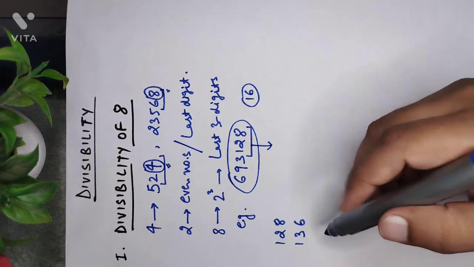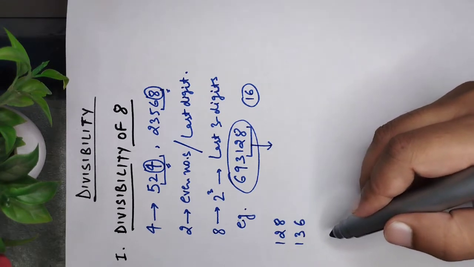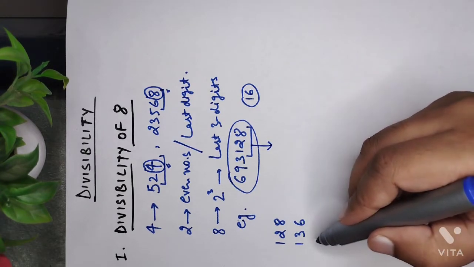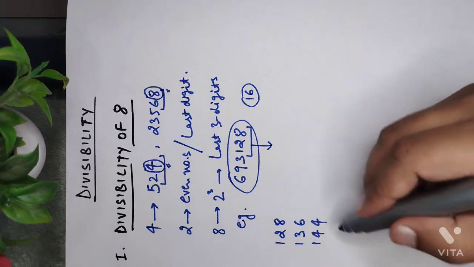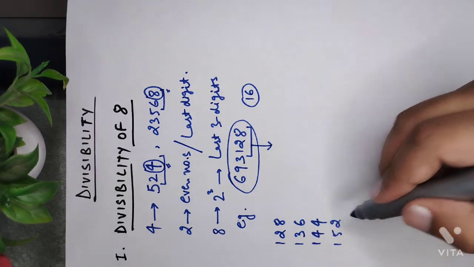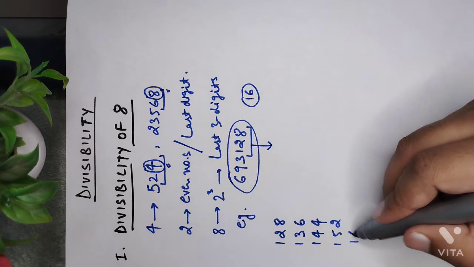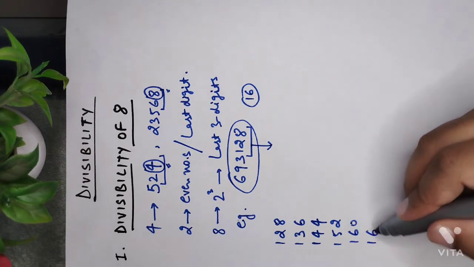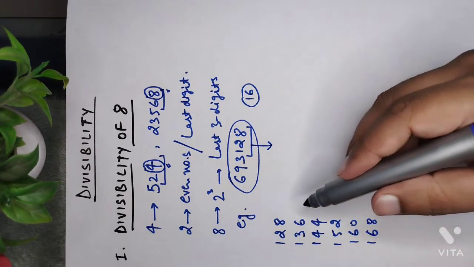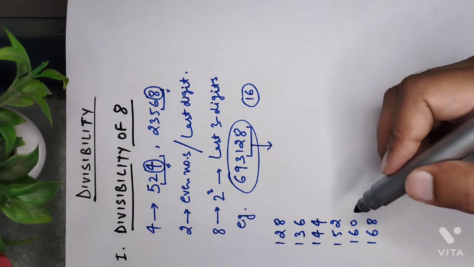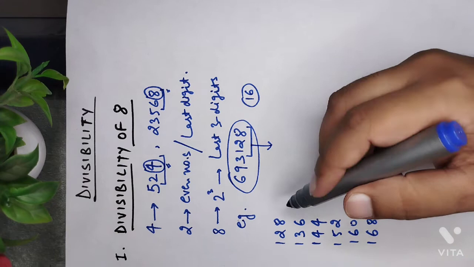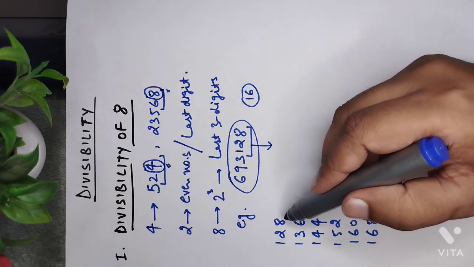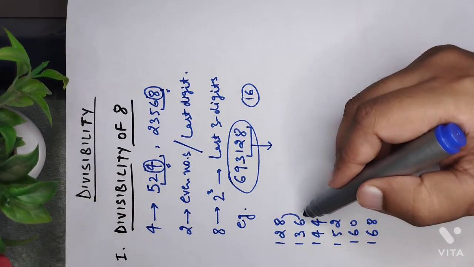Let us write 2 or 3 more numbers by adding 8 each time. If I add 8 to this, I will get 144. Then if I add one more time, it will be 152. Then it will be 160, and then it will be 168. I can say all of these numbers are divisible by 8. Now if you see some kind of pattern in this, I can see that this number is increasing by how much?